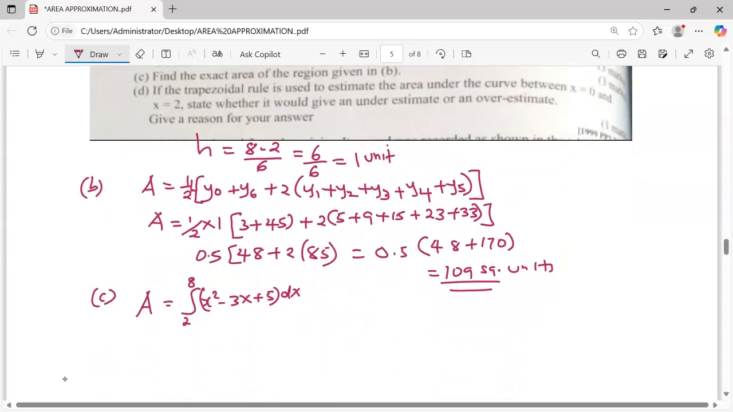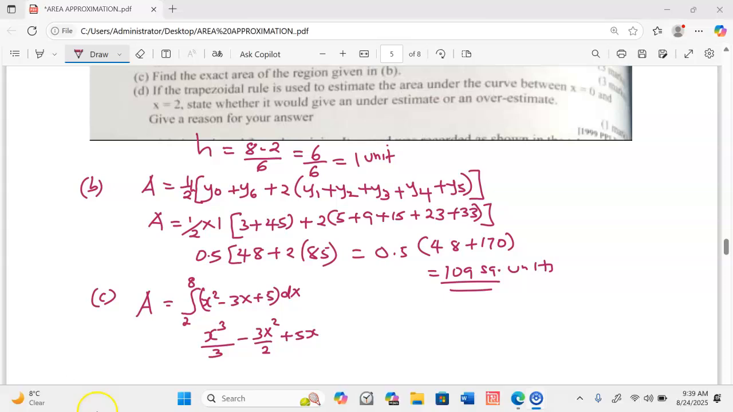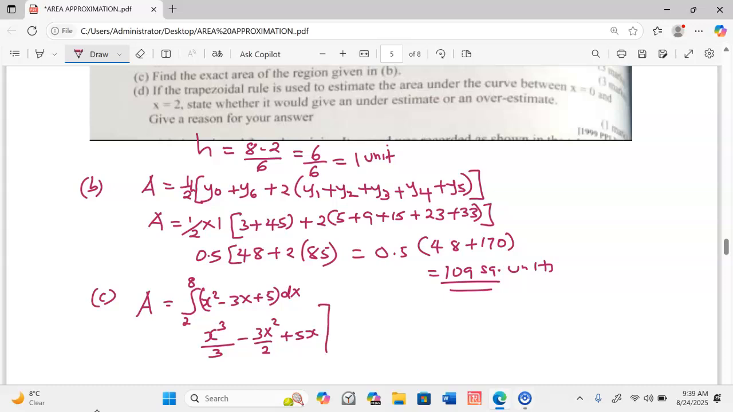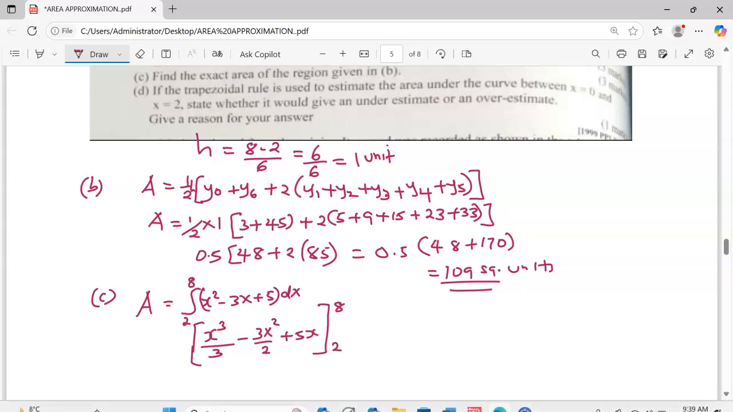So we are going to first integrate. In integration, we add 1 to the power, then you divide by the new power. We are going to have x cubed divided by 3 minus, this is like x raised to 1 plus 1, which will give us 2, meaning we are going to have 3x squared divided by 2. Then for 5 we introduce the variable x. After that integration process, we introduce the limits as 8 and 2.